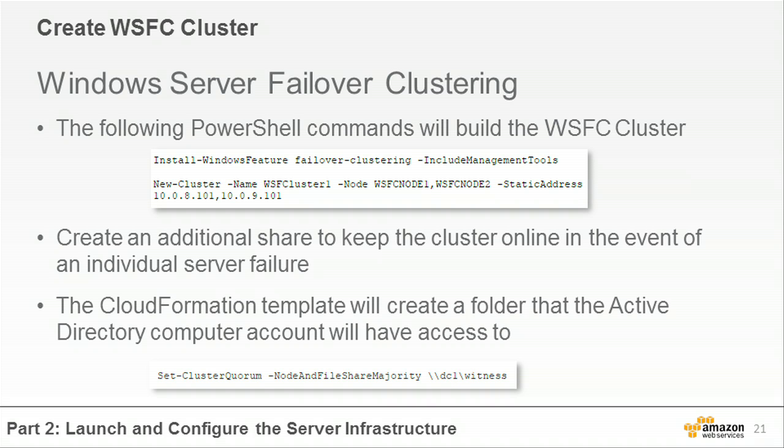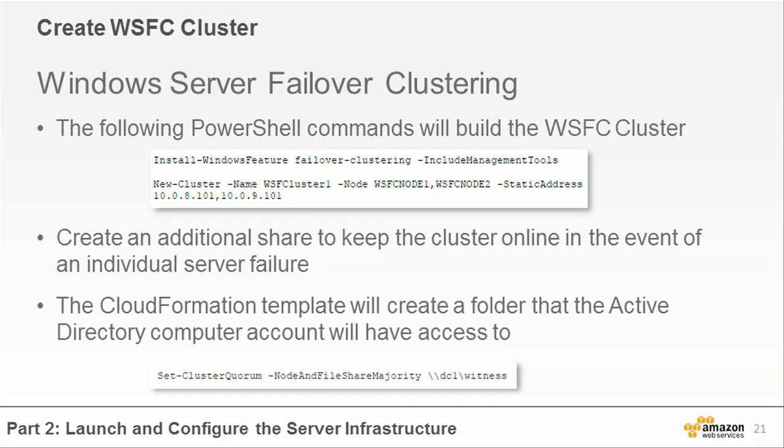You can create a new cluster, give it a name, and then indicate the multiple nodes that are included. In this case, WSFC node 1, WSFC node 2, and then you can see the static IPs. Those are the secondary IPs, the 101.8 and 101.9, which are the second IPs assigned to those SQL Server nodes. So that is how that cluster is created through that PowerShell command.